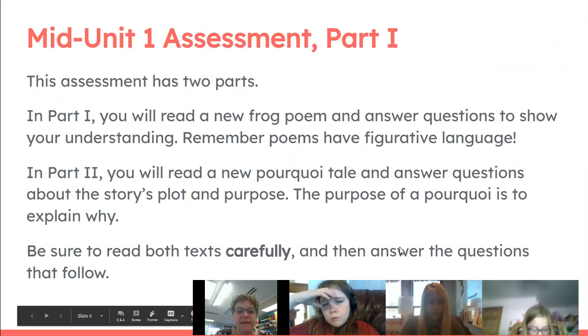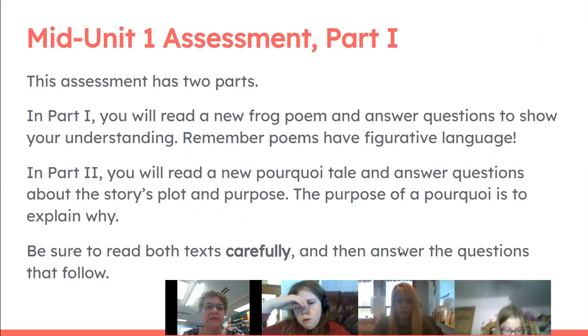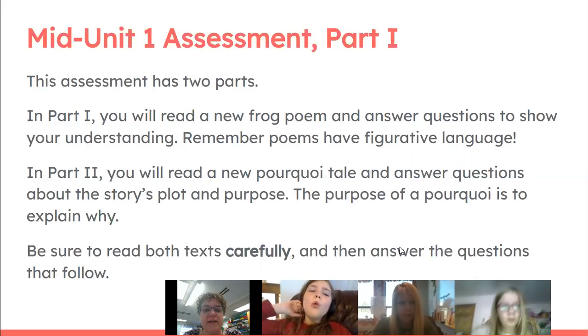Okay. All right. So you're going to have two parts to this assessment. In part one, you're going to read a new frog poem. So think about all the frog poems we've read. We've read a frog poem about the poison dart frogs. We did the pollywogs. We did the glass frog. We did the wood frog. You can do this, friends.